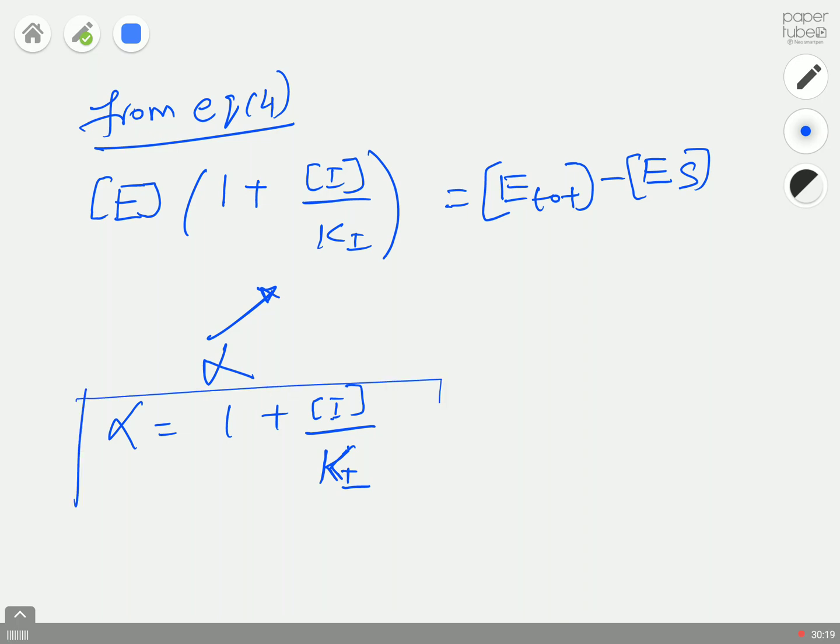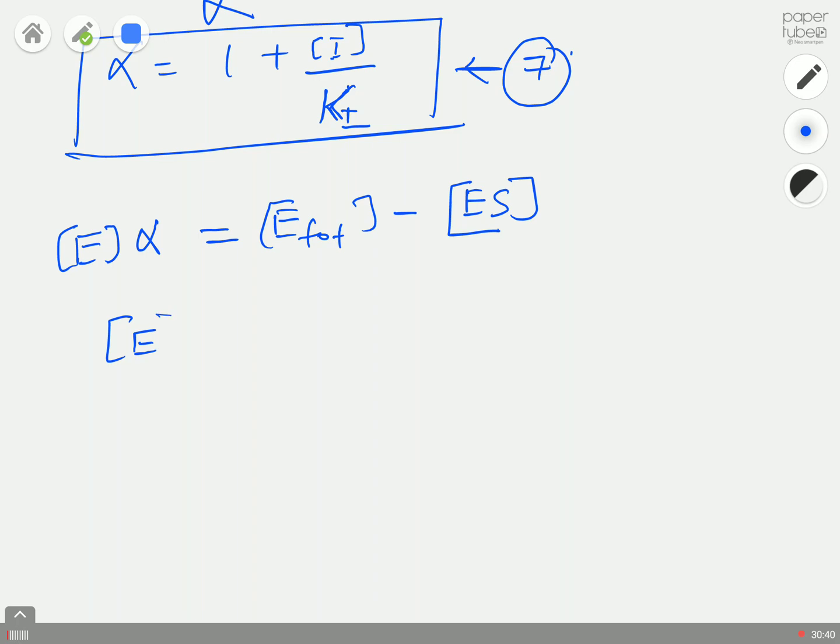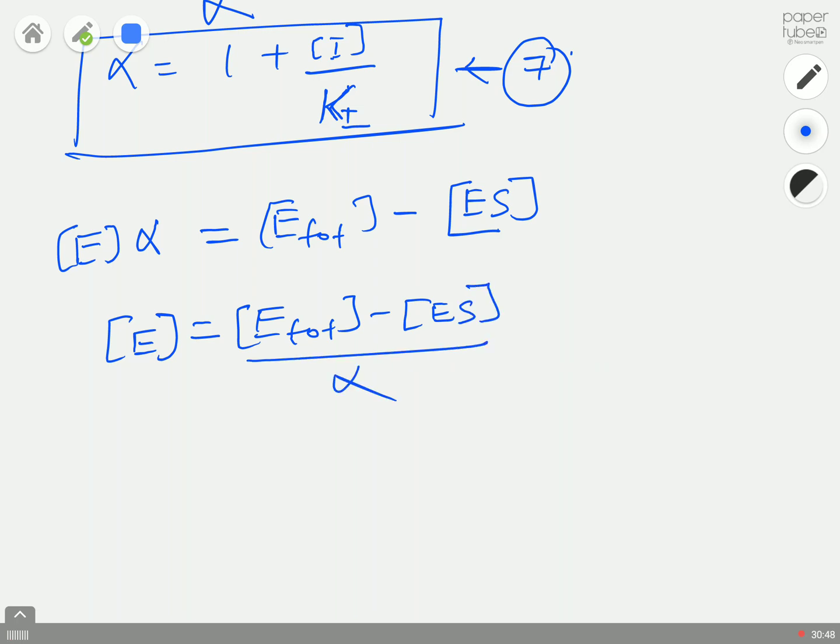So let's call this equation 7. So your concentration of E multiplied by alpha will be equal to the total concentration of your enzyme minus the concentration of your enzyme substrate complex. So your concentration of enzyme will be equal to E total minus enzyme substrate complex, divided by alpha. I think this is something we need. So let's call this equation 8. So if we go back to equation 5 maybe.